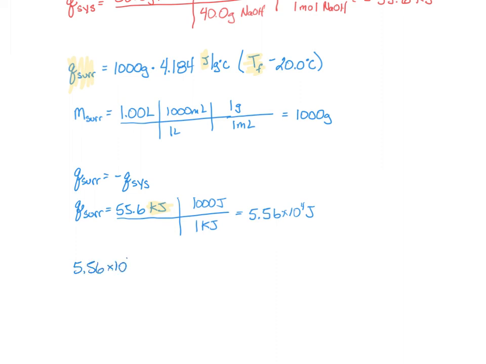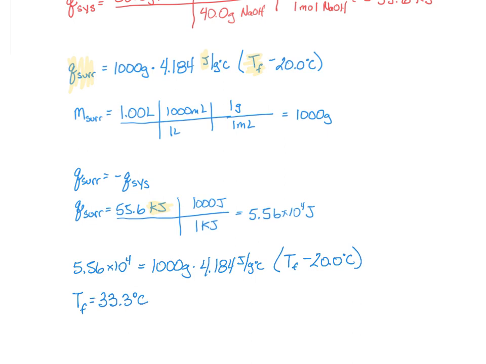Okay? So now I know that Q of the surroundings is 5.56 times 10 to the 4th joules, which is equal to 1,000 grams times 4.184 joules per gram degrees Celsius times the final temperature minus 20.0 degrees Celsius. And if I do my algebra, I find that the final temperature is going to be 33.3 degrees Celsius.